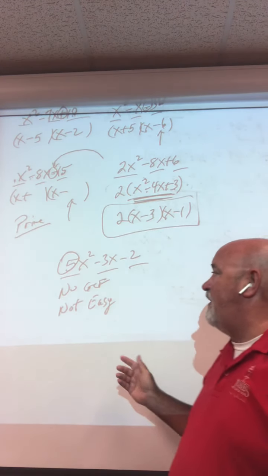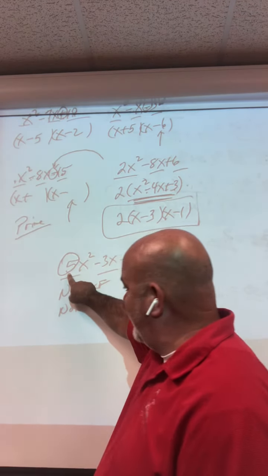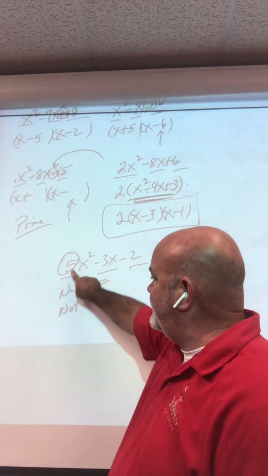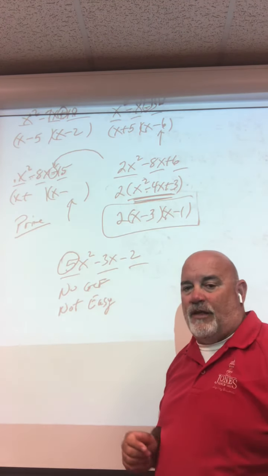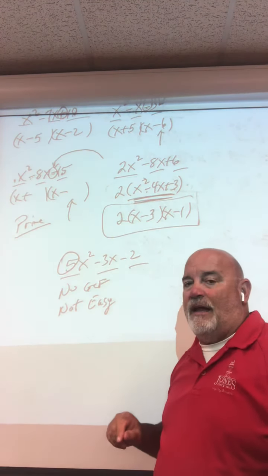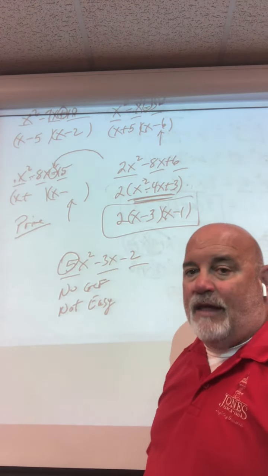So how do we factor a trinomial that is not the easy case? In other words, when there's no GCF and that number in front is not a 1. How do we factor those? I will show you that, how to factor trinomials, the harder case, in the next video.